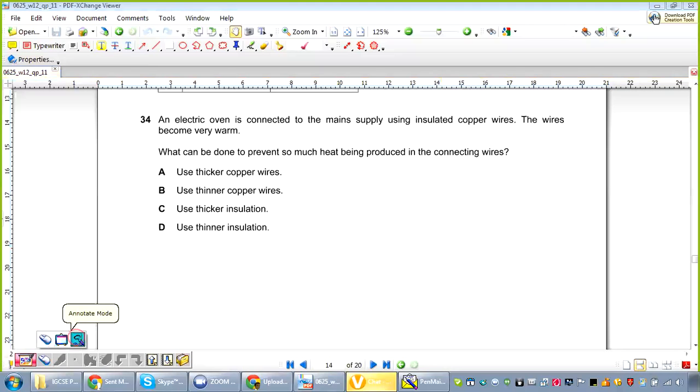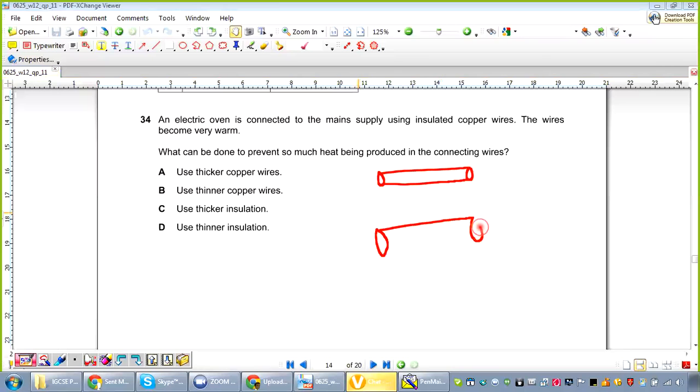See, suppose this is the thickness of the wire and this is another wire which is this much thick. If I make the same amount of current pass through wire 1 and wire 2, which wire will become more hot? One, because less surface area. Correct? So this is going to become more hot. Also use thicker copper wires.